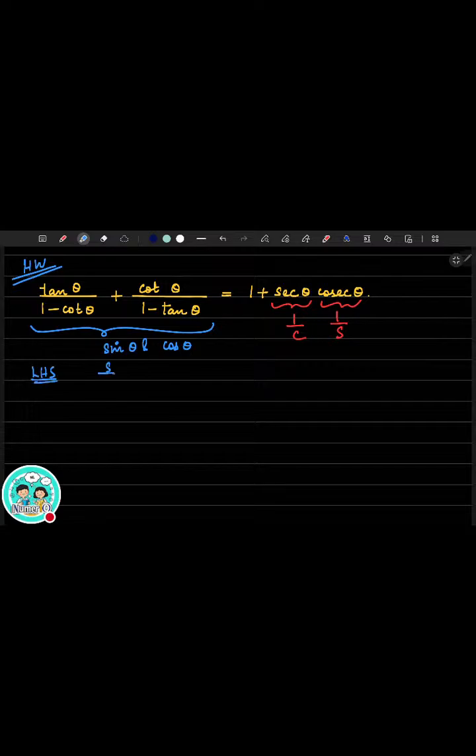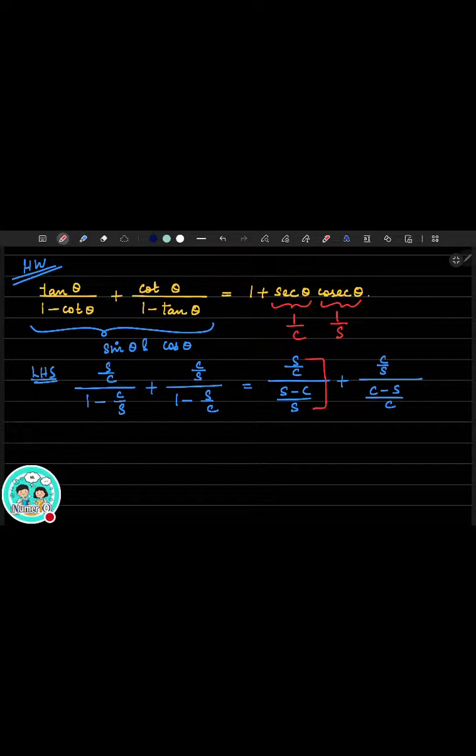So tan is nothing but sine by cos, whole divided by 1 minus cot theta, which is cos by sine, plus again cos by sine, whole divided by 1 minus sine by cos. So we are only taking the LHS. Let's do it. Sine by cos whole divided by sine minus cos by sine is the LCM, plus cos by sine whole divided by cos minus sine by cos.